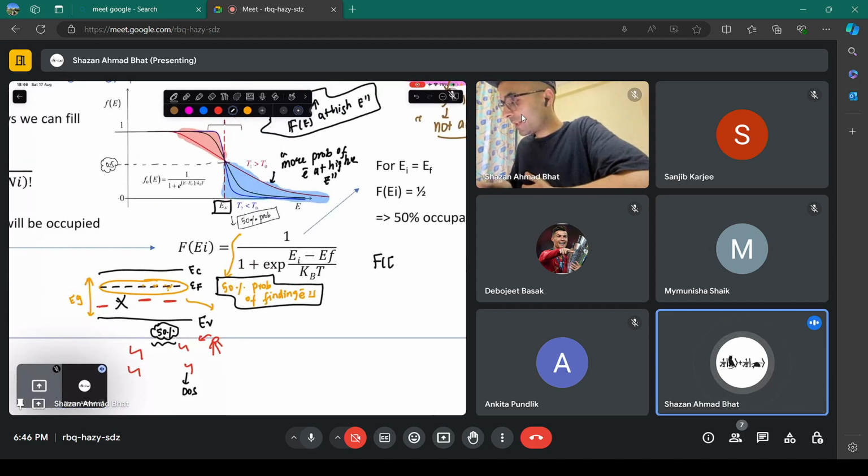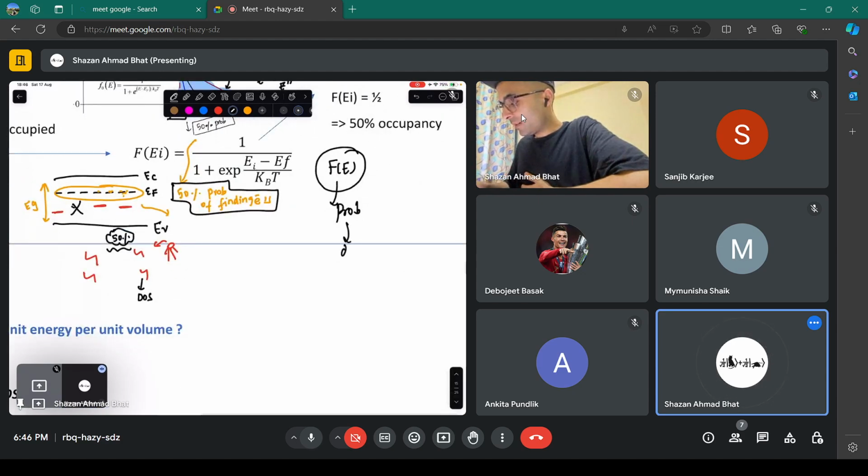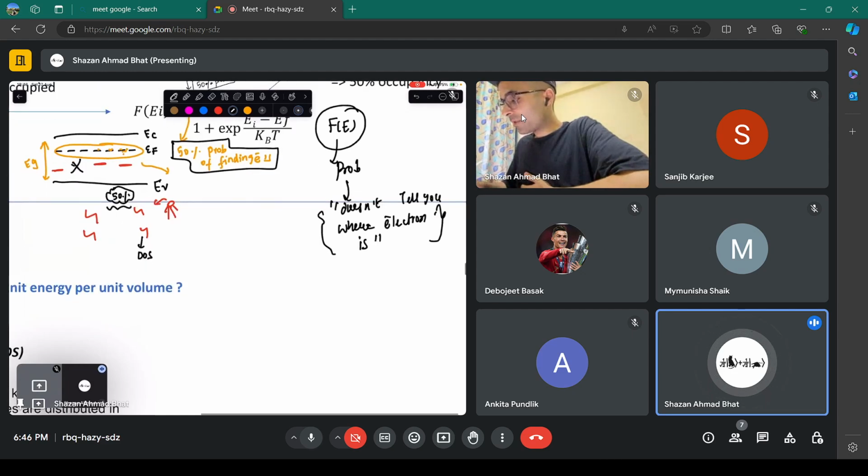Fermi f of E just tells you about probability. It doesn't tell you where the electron is. Okay, it does not tell you where the electron sits or whether the electron is going to sit there or not. For that, you have something called density of states. Density of states are like the seats available. If there are no seats, then just talking about this is not going to make any sense.